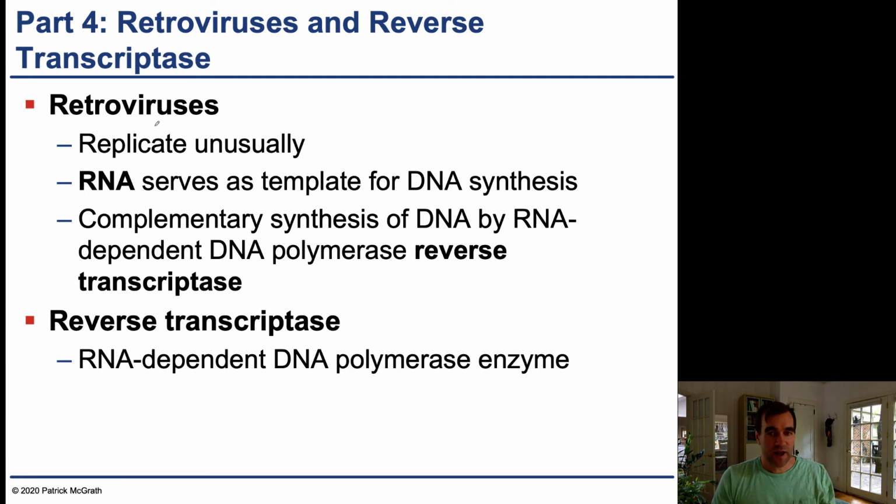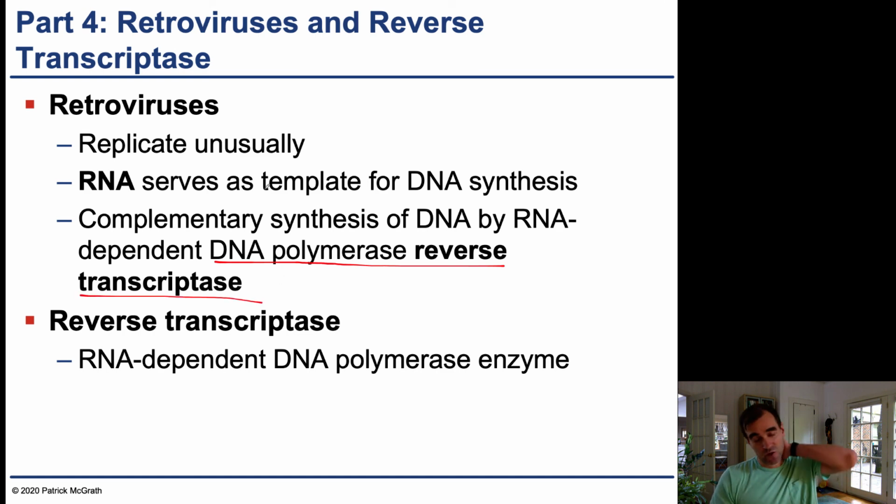Retroviruses are another class of viruses that use RNA as their template, and this RNA actually serves as a template. So in the host cell, the RNA is transcribed back into DNA. This reverses the flow of information from DNA to RNA, and RNA can actually revert back to DNA. This is using a DNA polymerase called reverse transcriptase.